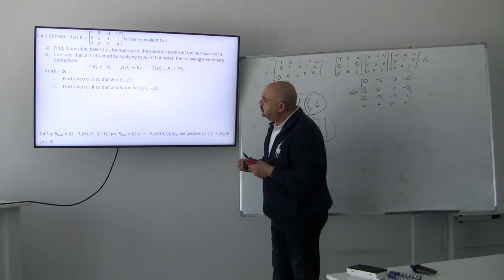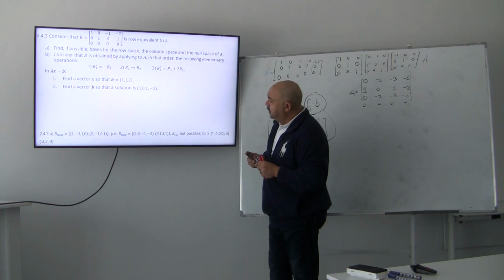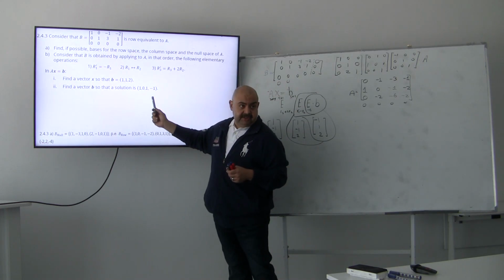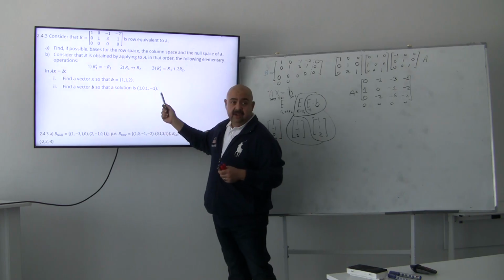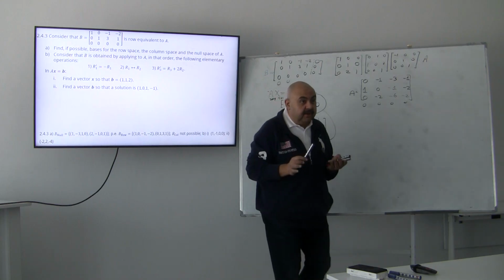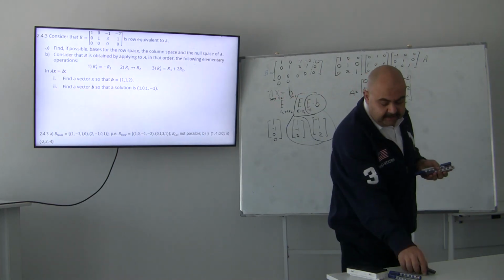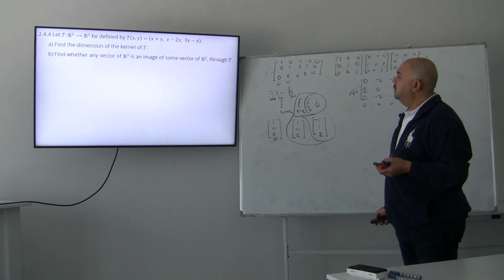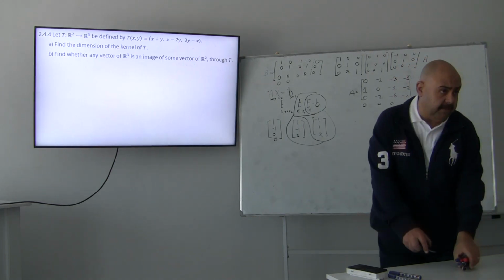Okay. Find a vector b so that the solution is 1, 0, 1 and -1, which is really very simple. All I have to do is take this vector and multiply it by A, and you will get the result. Okay? So that is for the final.